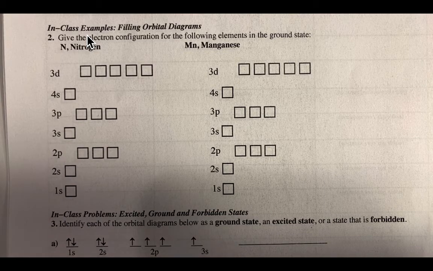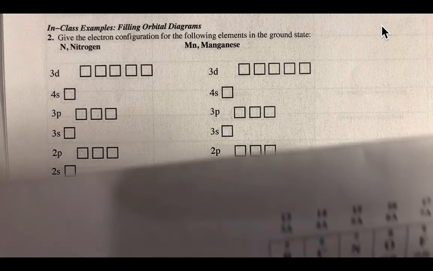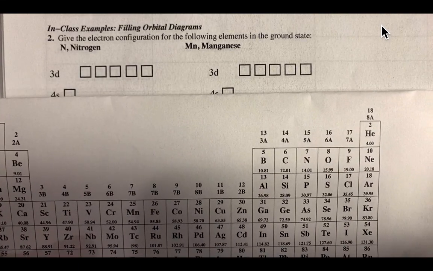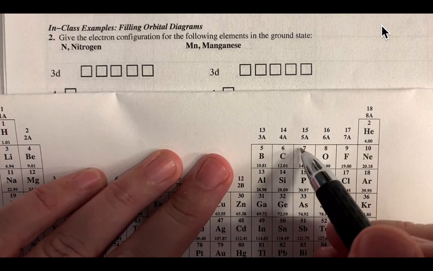All right, for these next couple of examples, we are filling what are sometimes called box diagrams. This shows how electrons are assigned in an atom. It's one of a few different ways that we can show how they're assigned. And the most important thing to figure out first for a box diagram is to look at the periodic table and figure out how many electrons.